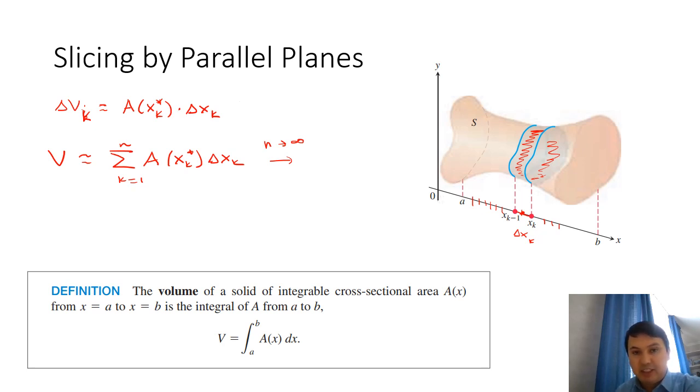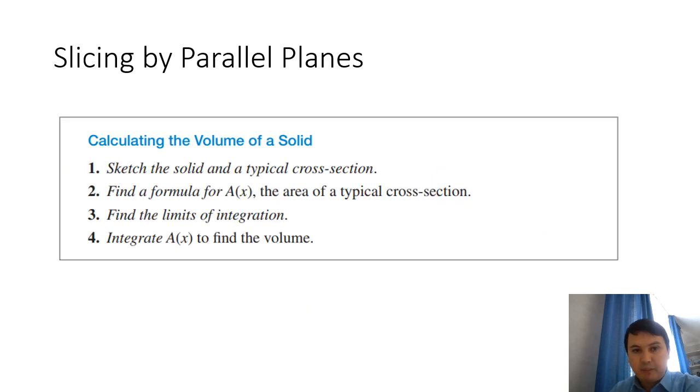My function is A(x), so you see I'm thinking of A as a function of x. If you manage to calculate this A(x), you multiply by delta x, which is the thickening part that gives you the volume, and you integrate from a to b. That will give you the volume of the solid.